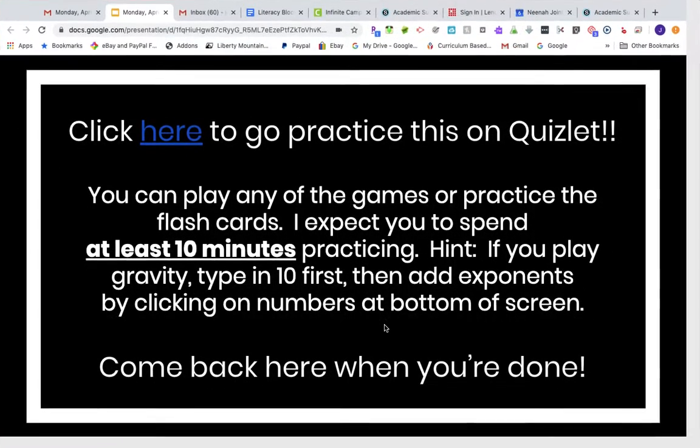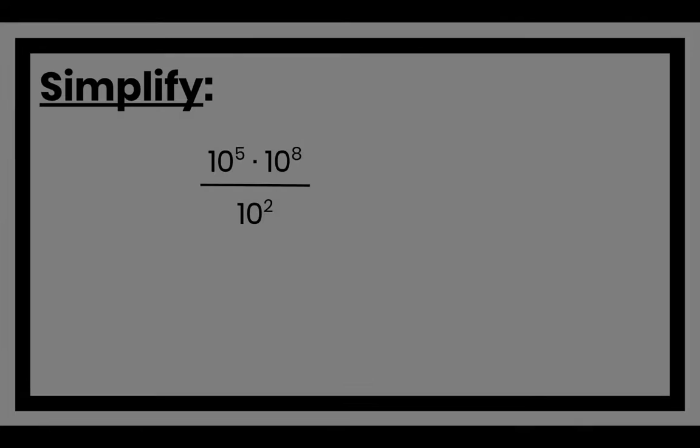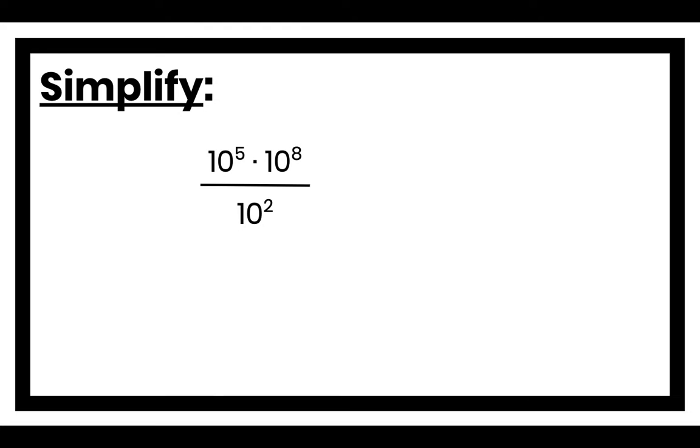So let's move on. All right, now let's combine the rules into one problem. So we're going to take everything we've learned so far and make our problems a little bit more difficult, but we're going to follow the same rules. So in this equation, we just want to simplify this. So we have things that are going on at the top of our fraction bar, and there's a number below our fraction bar. So we have to simplify this thing.